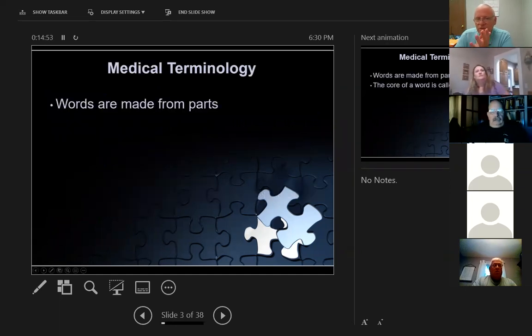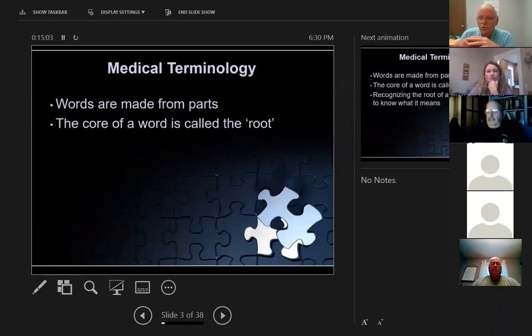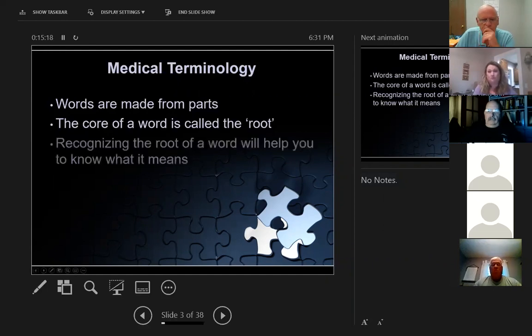So, medical terminology. Words are made up from parts, obviously. And in the medical world, it gets pretty hairy because a lot of the terms that we use are Latin-based. So the core of a medical term is what we call a root or a root word. This is the key thing that you need to look for when you're trying to figure out what a word means. That's the core of it. We're going to talk about some different root words. But if you can recognize a root word, it will help you to know what the entire word could mean. Okay, so we're going to learn the different parts of medical terms.